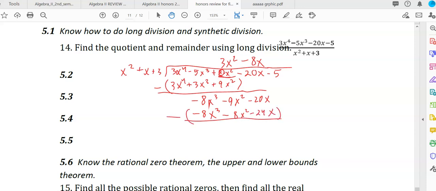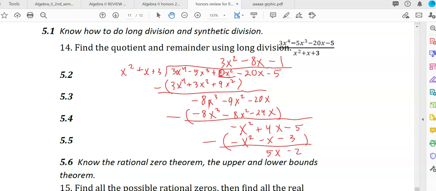Don't forget you're subtracting everything there, so it's going to be adding 8, so that's negative x squared plus 4x. Don't forget to bring down that next term. This would be minus 1, negative x squared minus x minus 3. Subtracting everything, so that'd be 5x minus 2. So I get an answer of 3x squared minus 8x minus 1 plus a remainder of 5x minus 2 over the divisor of x squared plus x plus 3.